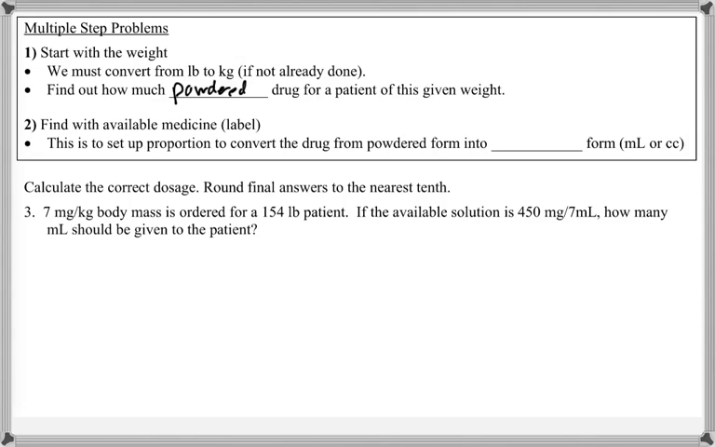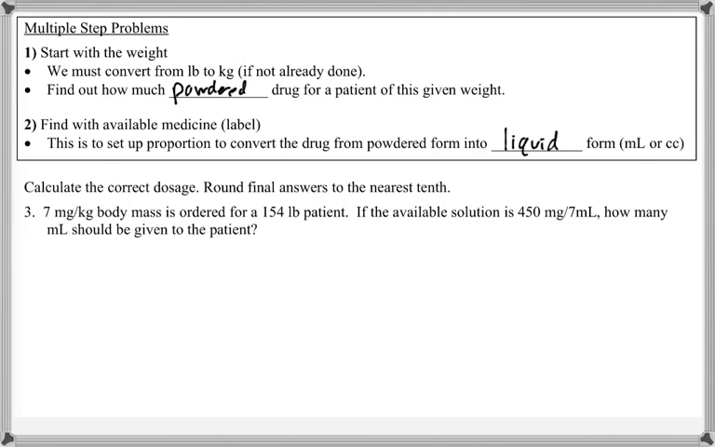Next, we want to find the available medicine, or the label. So this is the solution strength, and this is going to be used to set up a proportion to convert the drug from powdered form into liquid form. And we usually give the liquid form in milliliters or cubic centimeters. Sometimes it's liters, but most of the time it's going to be mLs or cc's.